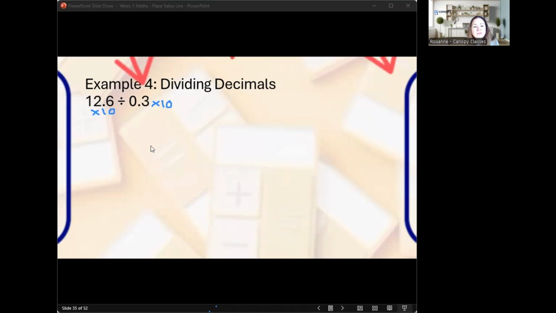So 0.3 times 10 is 3. There's my bus stop. And 10 times 12.6 is 126. Because they're both being increased by the same scale, the answer will be equivalent. So 3 into 1 I can't do, but 3 into 12 goes 4 times. There's no remainder, and then we've got 3 into 6 goes twice. So the answer here would be 42.